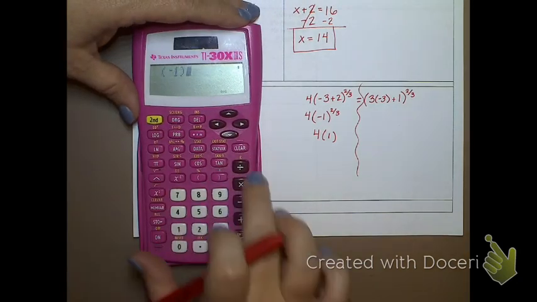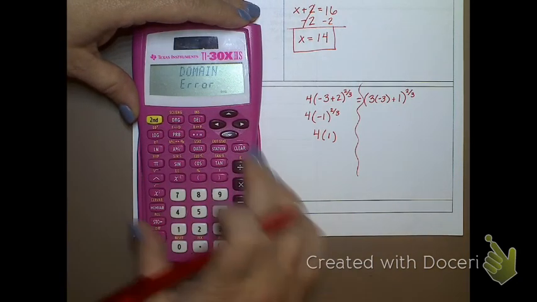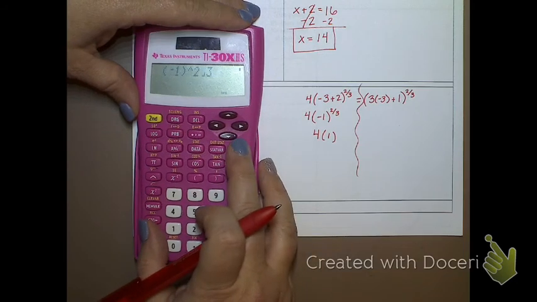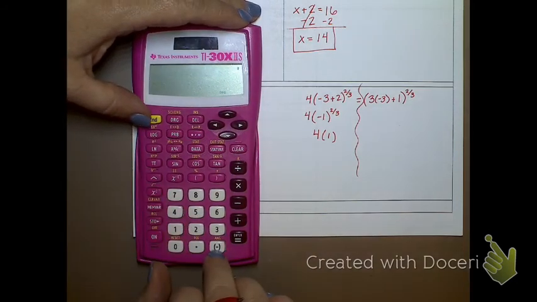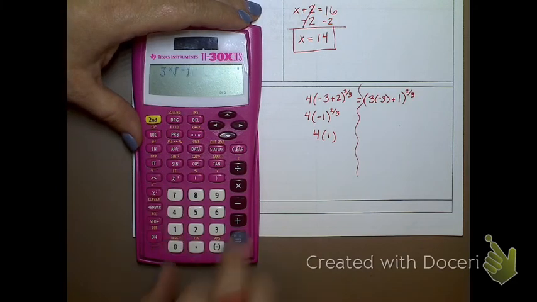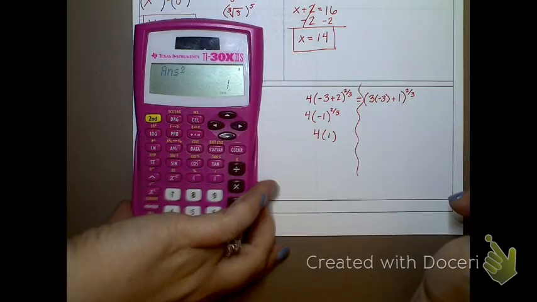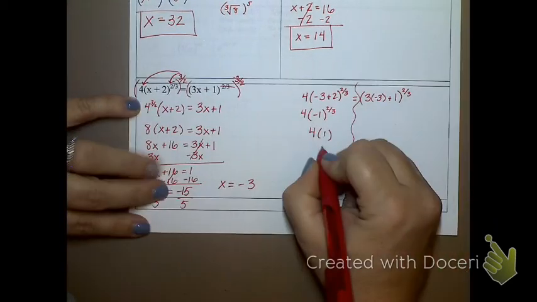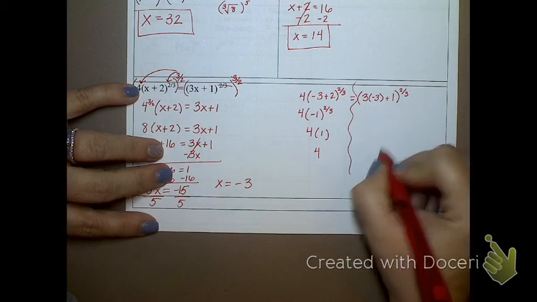Negative 1 to the 2/3 power. Ah, it's freaking out on me. Oh, it doesn't want to do it in exponent form. It only wants to do it in radical form, so it will do it in radical form for me. So it does equal 1, and 4 times 1 is 4. So I just have to see if this side ends up equaling 4 also.